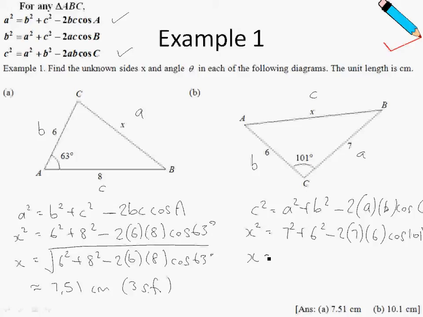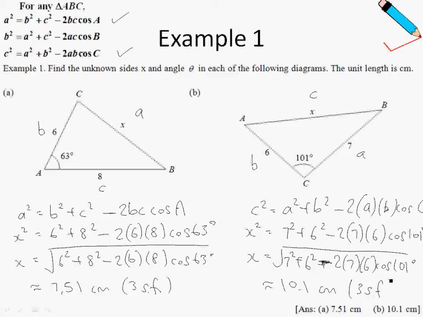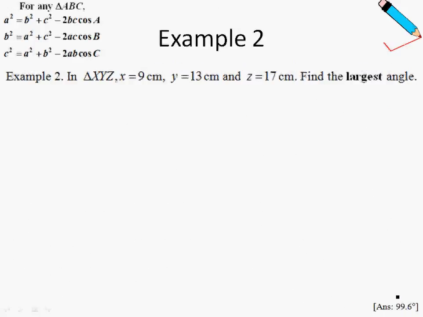Let me just quickly write it out for you. 7 squared plus 6 squared, sorry, minus 2 times 7 times 6 cosine 101. Round it off, and I'll get x is 10.1 centimeters to 3 significant figures. So that's it for example 1. Let's move on to example number 2.